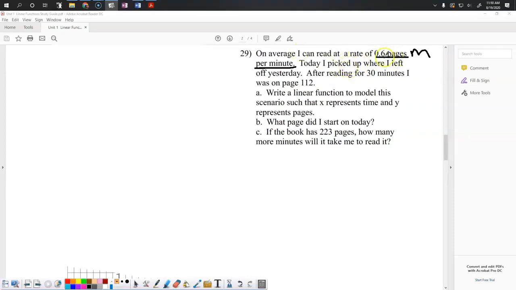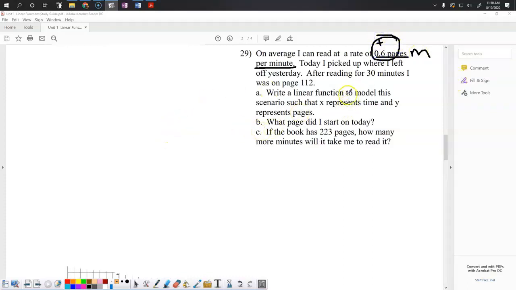So if I'm reading a book, is the number of pages I'm reading increasing or decreasing? Well, obviously over time, if I'm reading my book, the number of pages that I've read will have increased. So this is going to be a positive 0.6. So that's going to be my slope.